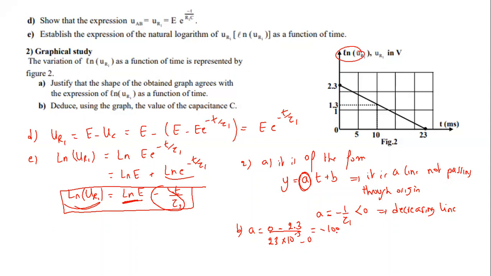So I say this slope is equal to minus 1 over tau 1, meaning equal minus 1 over r1 times c. Which means that I can find c, minus and minus cancel. So c equals, and we have the nominal value of r1. At the end c equals 1 over, this is 10 to the power 4, and we have here 100. So it equals 10 to the power minus 6 farad. Then this will be the capacitance.